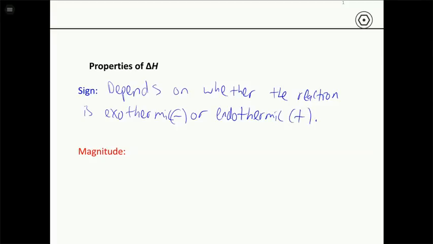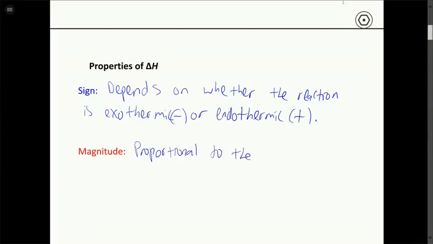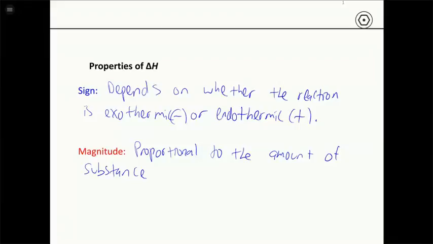So that's the sign of delta H, and then the magnitude of delta H, and we kind of talked about this in the context of calorimetry. This is proportional to the amount of substance that's involved in the reaction. And so, when we're talking about running calorimetry experiments, if you burn 1 drop of gasoline, you're going to get a small amount of heat. If you burn a gallon of gasoline, you're going to get a lot more heat, a lot more enthalpy change.